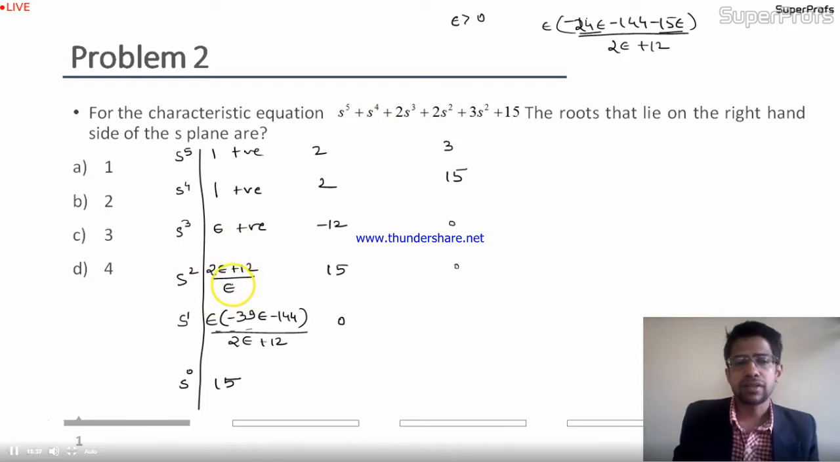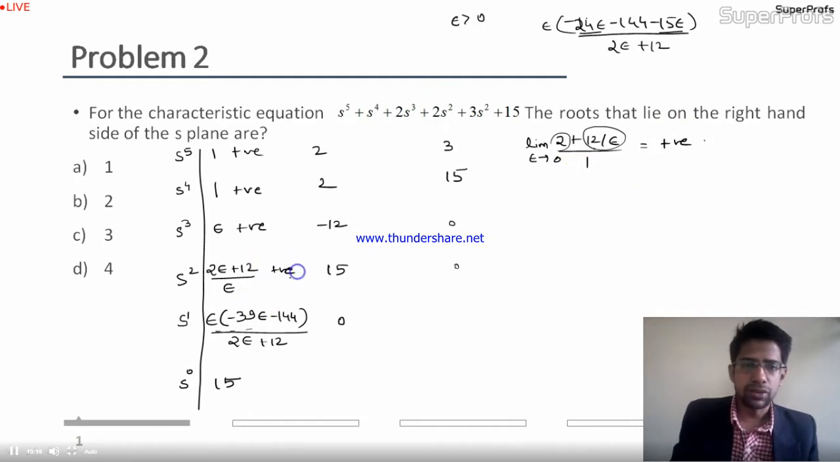Now what might be the sign of this? Now let us limit epsilon going towards 0. Okay. So now if you divide numerator and denominator here by epsilon, which is positive, you get 2 plus 12 by epsilon divided by 1. And if limit epsilon tends to 0 is applied here, this is already positive and this will be a large positive value. This will be infinity towards positive value. So this will be a positive value ultimately. So again, this is also positive.